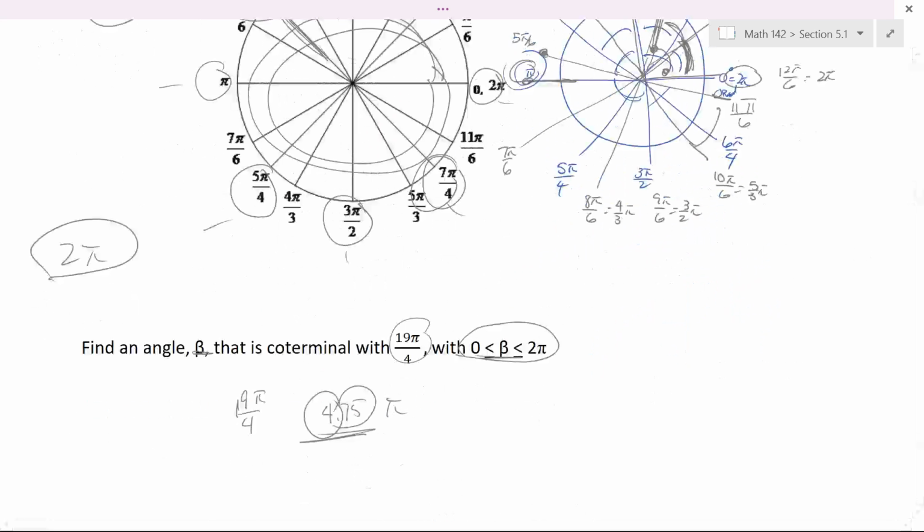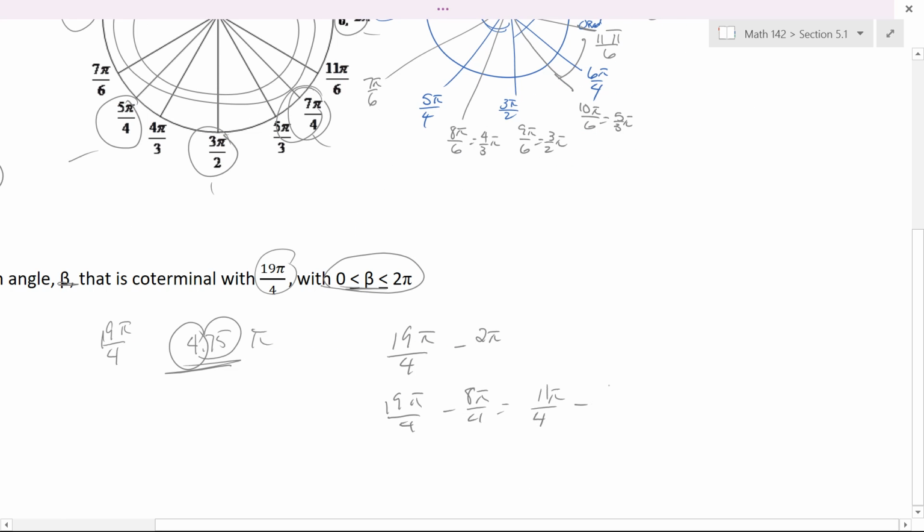The way the book does it is they take 19 pi over 4 and they subtract 2 pi. So that means 19 pi over 4 minus 8 pi over 4 becomes 11 pi over 4. That's still too big, so they subtract 2 pi again, minus another 8 pi over 4. And that gives you 3 pi over 4. That meets the conditions of being between 0 and 2 pi, and so they're happy.